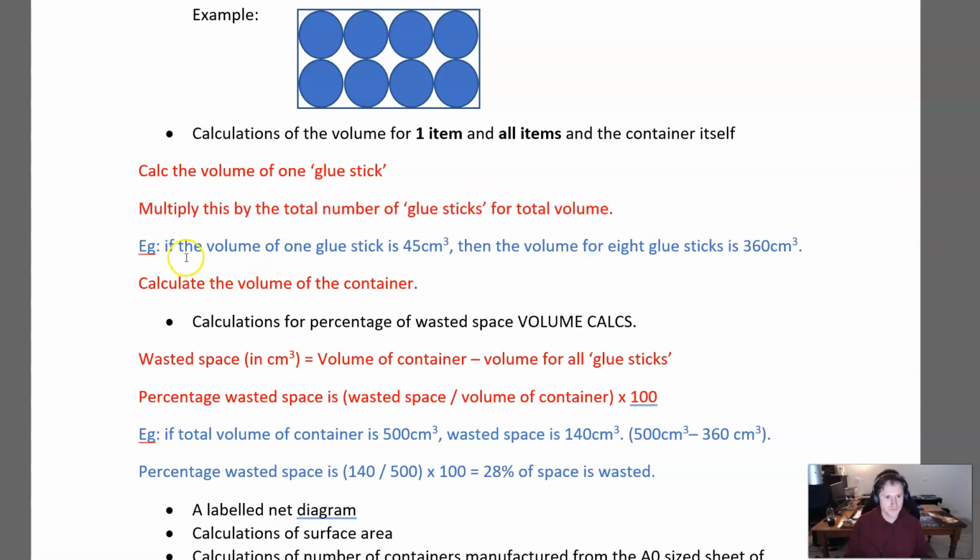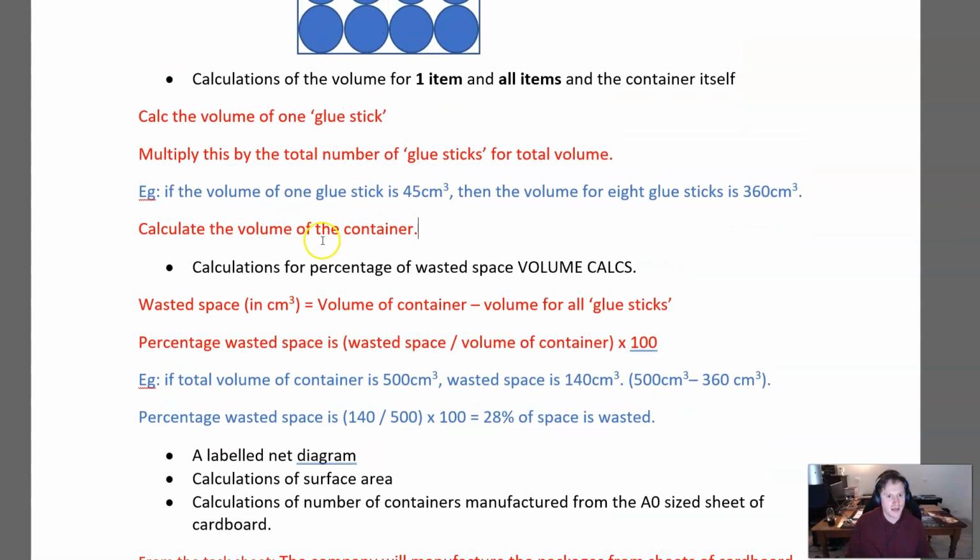So my example here, if I calculate the volume of one glue stick is, say, 45 centimeters cubed, so I plug it in my formula, that's what I get. So then the volume for 8 glue sticks would be 45 multiplied by 8, because there's 8 in here, to give 360. Okay. Now you can have between 8 and 15 items in your container. So if I had a container holding 12 glue sticks, then I would multiply by 12 instead of 8. Okay. Then you calculate the volume of your container. Now this video is not going to explain how to do that, so look something up for a specific shape.